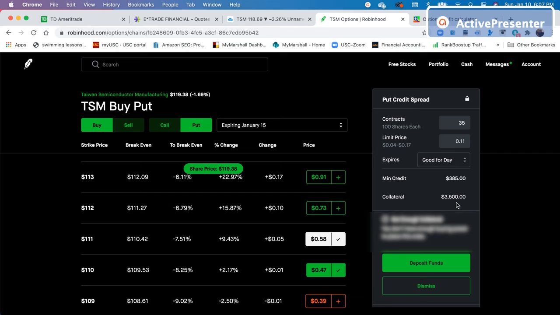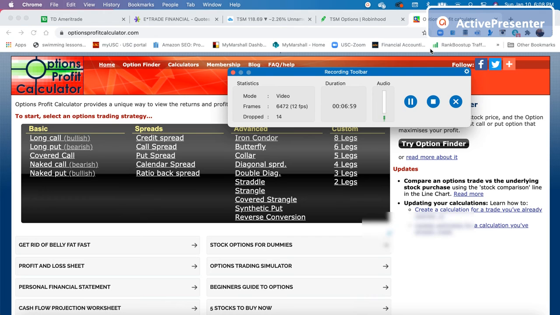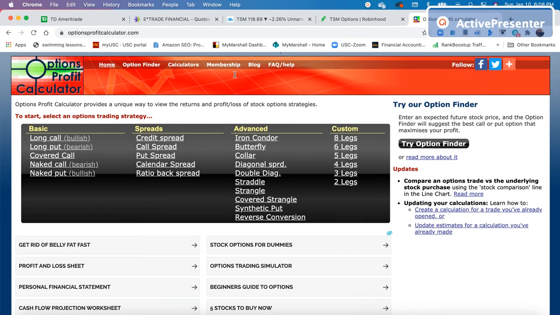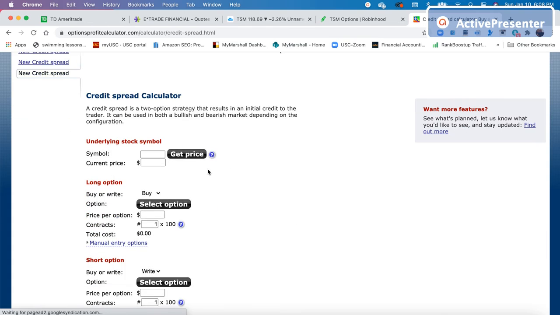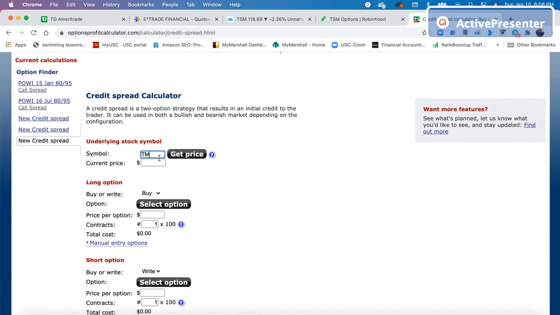But for the calculator, remember this, I'm going to use a sell put of 111 and a buy of 110. So bear with me. All right, now I'm in my options calculator. I'm going to move here to credit spread. And remember our stock was TSM. Get price.